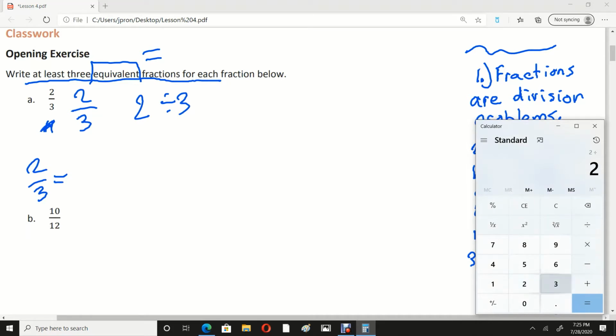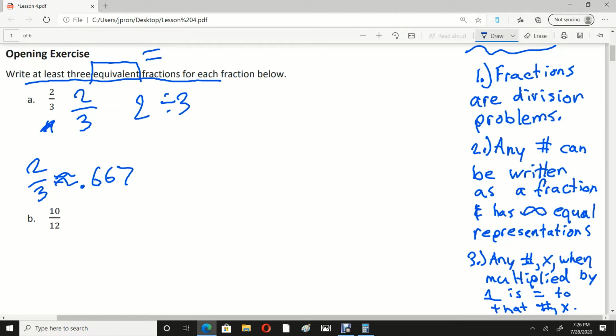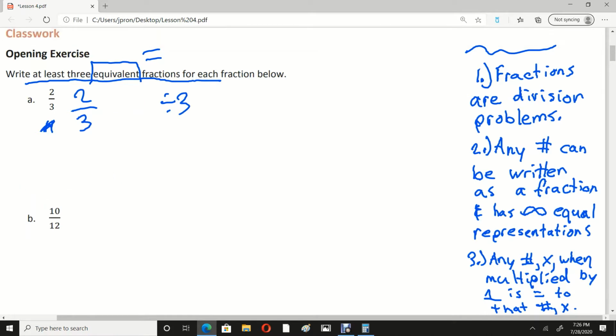2 divided by 3. Now, obviously, that's not a perfect number right there. So, like 0.667. We're not going to go all the way with that extra 6 right there, right? So, approximately, it's equal to 0.667. So, what we need to do, and what it's asking us to do in this opening exercise, is to create equivalent fractions. Well, how do we create equivalent fractions? Well, let's refer back to these key ideas that I wrote out on the side.